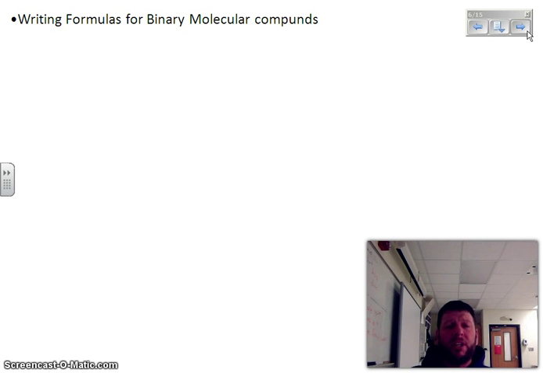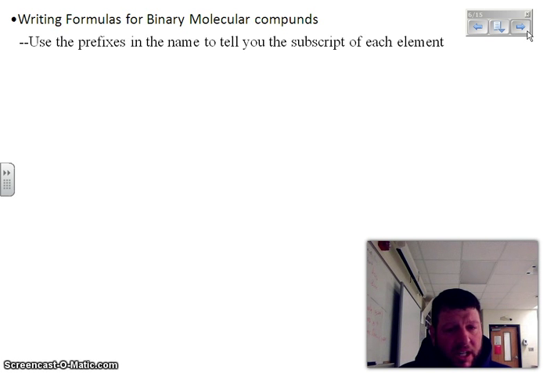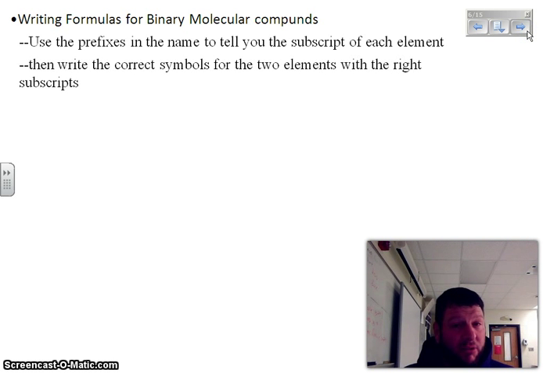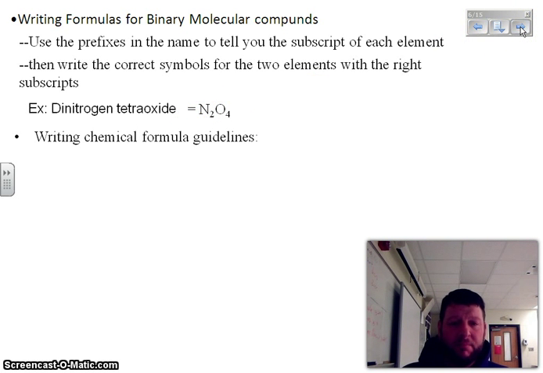Now when we're writing the formulas for binary molecular compounds, we have to use prefixes as well in the name. The prefixes in the name will tell you the subscript of each element. Then write the correct symbols for the 2 elements with the right subscripts. So for example, dinitrogen tetraoxide. What will that be? Correct. N2O4. Dinitrogen tetraoxide. Okay?